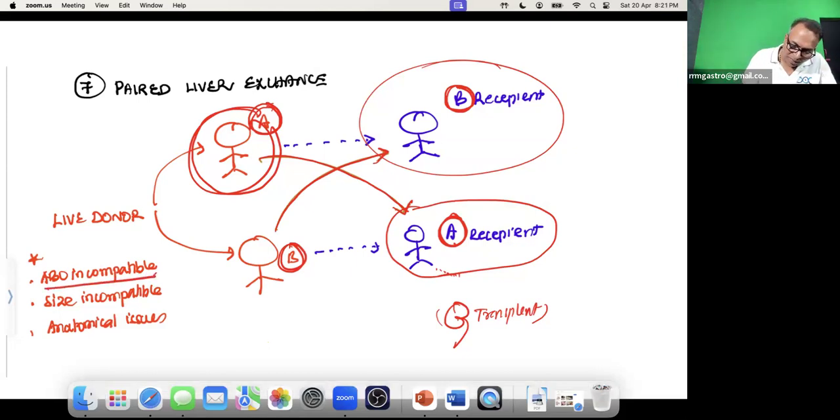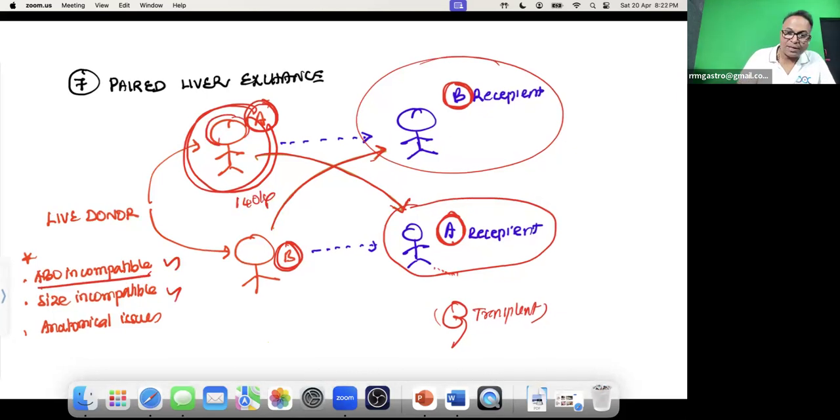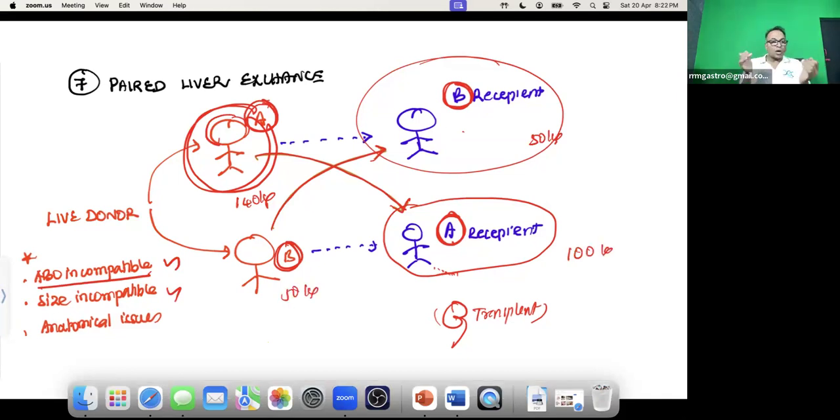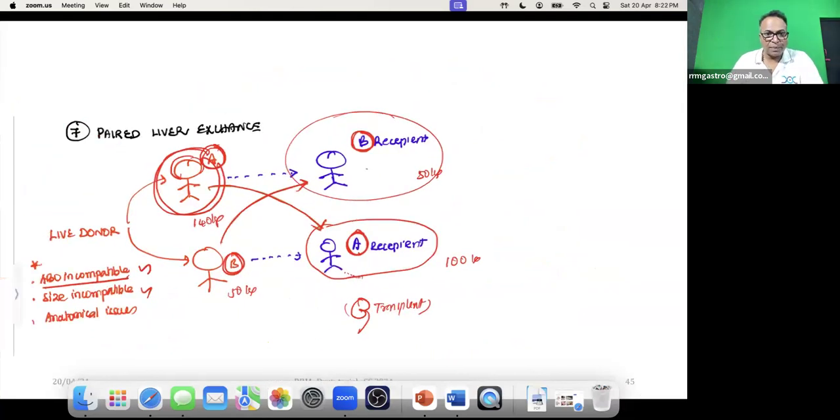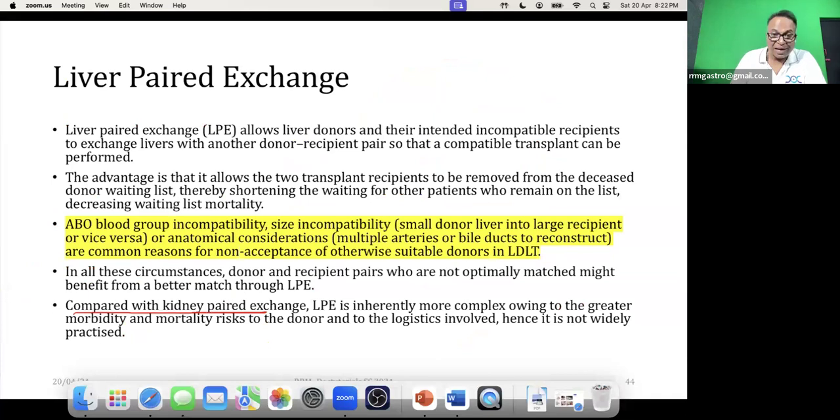So this is done for ABO incompatibility. Similarly, size incompatibility. This donor is a 140 kg fellow, and this recipient is 50 kg. And this recipient is 100 kg, and this donor is 50 kg. So now I can exchange in the same way. So not only for ABO, the paired liver exchange program is done for anatomical issues, size incompatibility, and ABO incompatibility. The major point is, as I told you, it is very depressing if something happens. Therefore, compared with kidney paired exchange, liver paired exchange is inherently more complex, with more morbidity and mortality to the donor and more logistics involved. Hence, like kidney, it is not widely practiced.